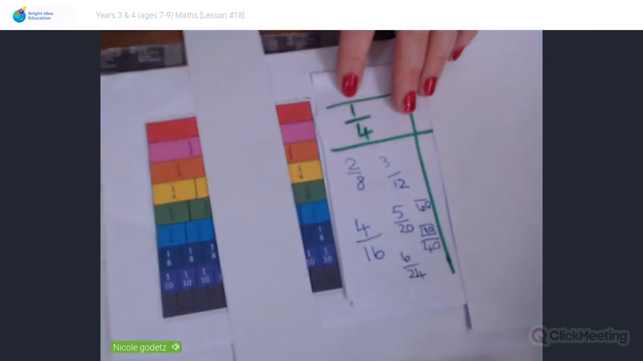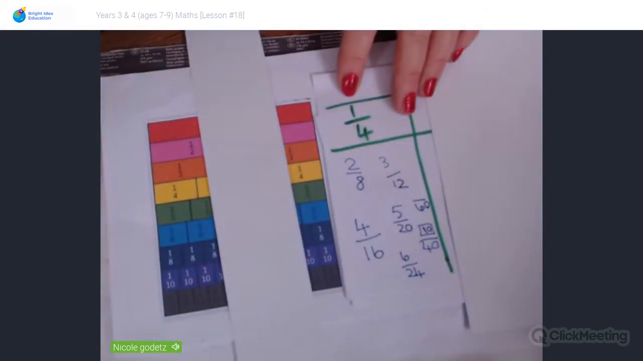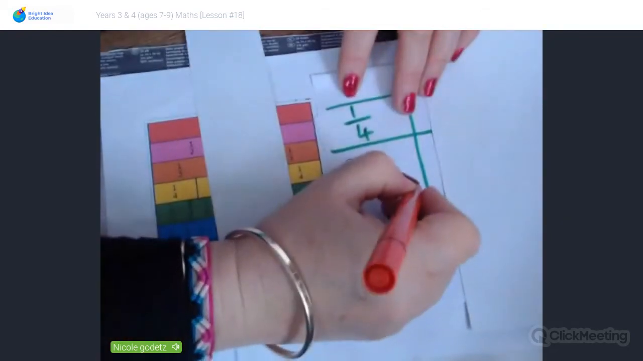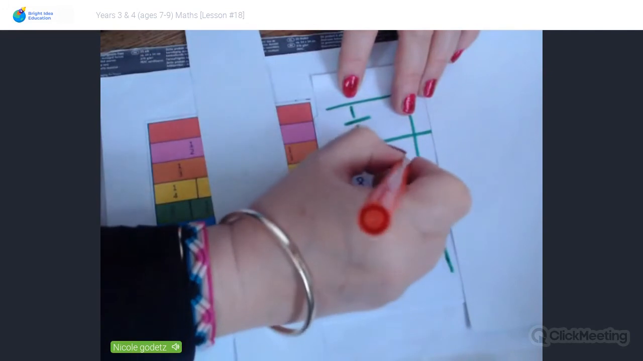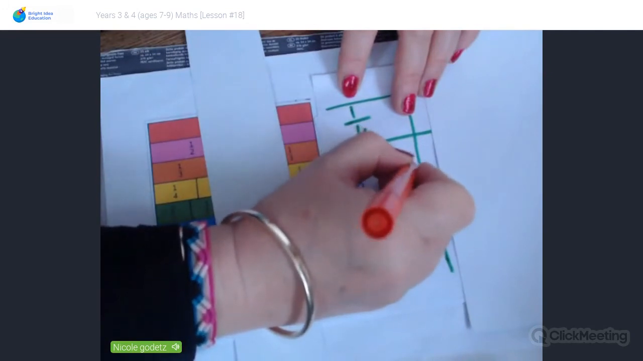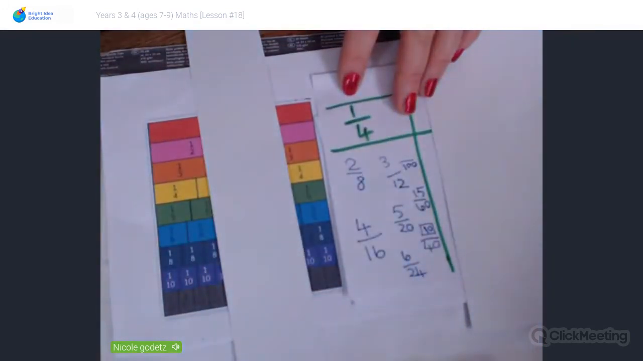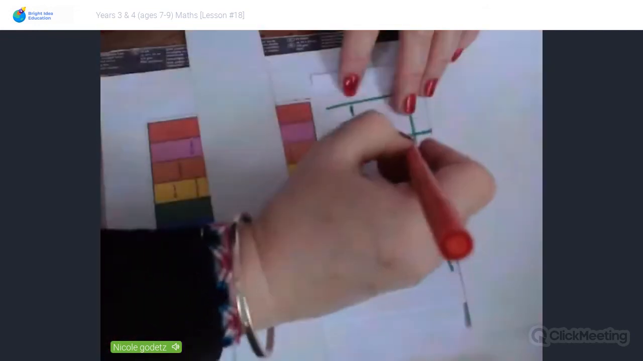Ooh, tax your brain now. How many 60ths are equal to a quarter? Halve it and halve it again. Exactly. Halve it and halve it again. How many hundredths are equal to a quarter? 25.